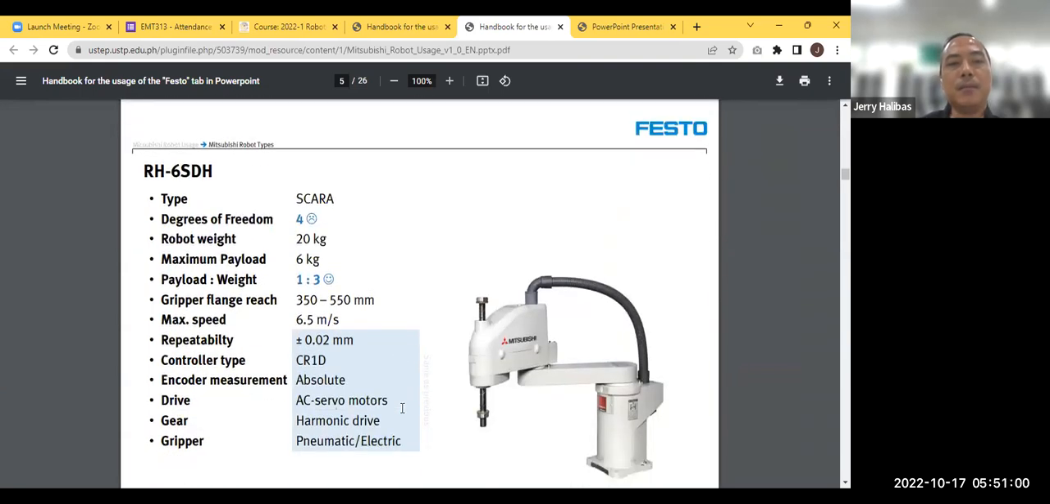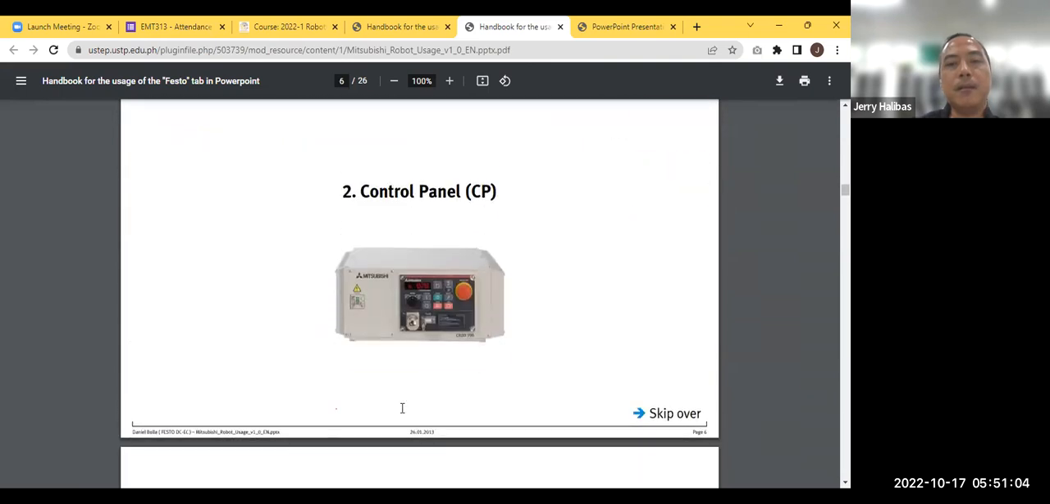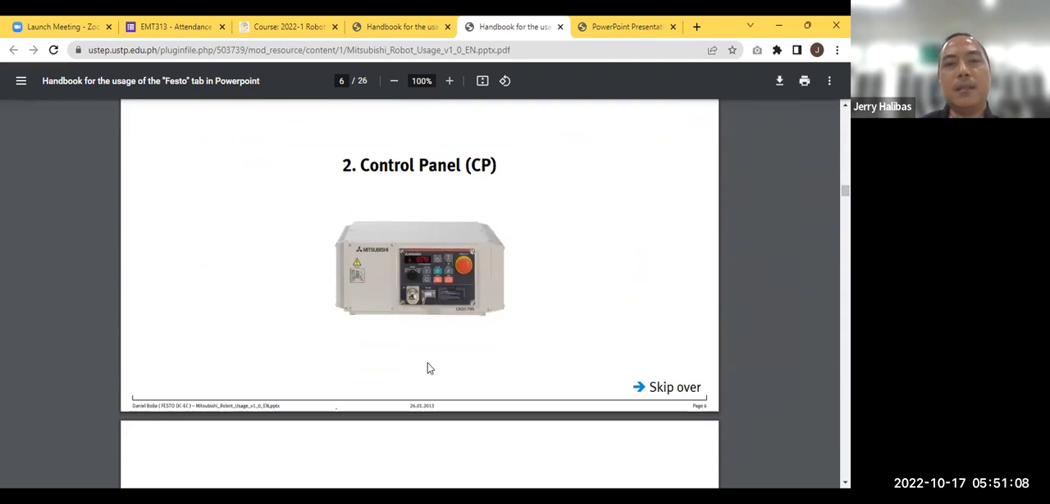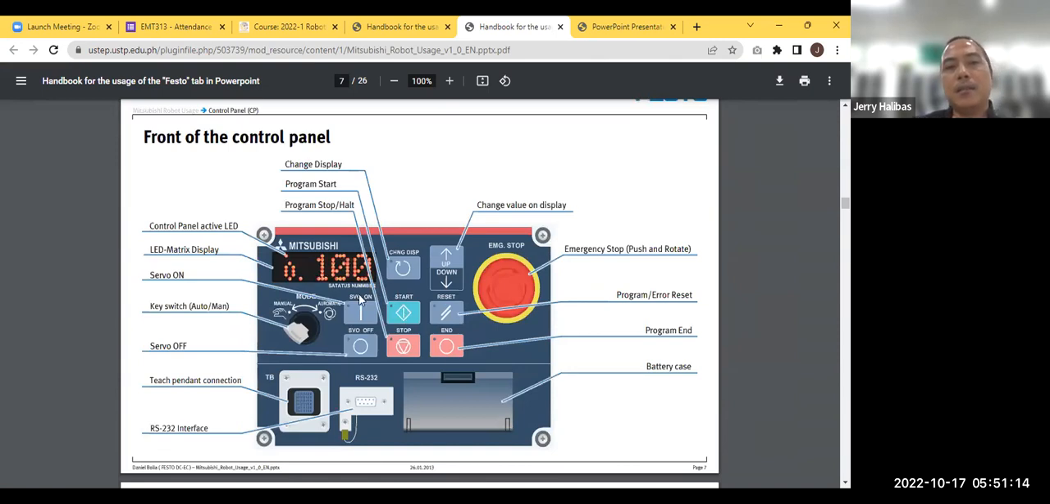So we skip this one because this is for the SCARA. Okay, so balik-balik, the control panel or the robot controller has a control panel. So this is the front panel. As of now it's in error, and it displays no operation. I don't know, we haven't resolved yet what the no operation display means.